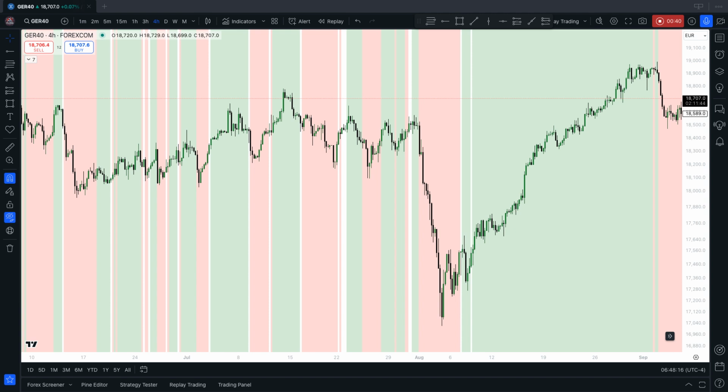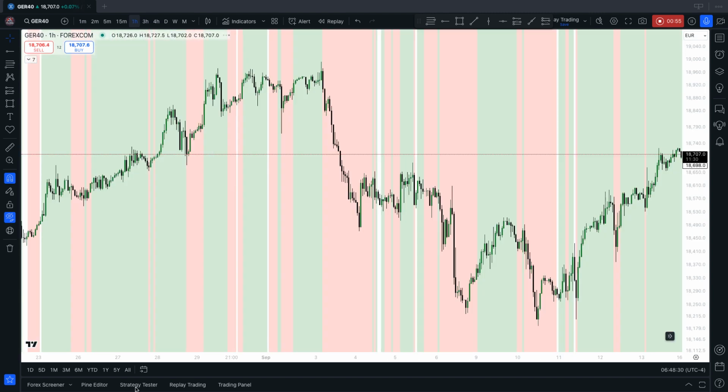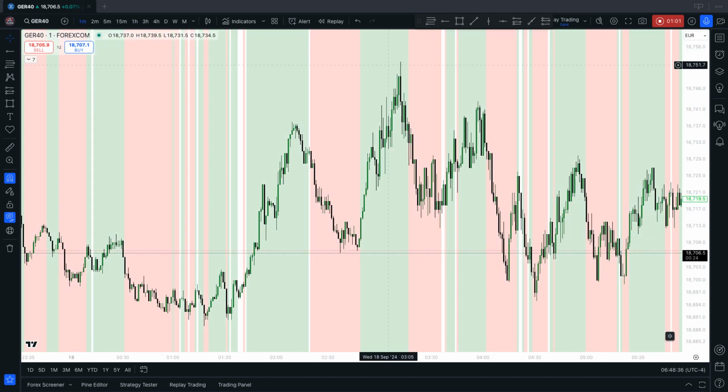This indicator is designed more as a swing-based indicator. Works particularly well on higher time frames like the daily or 4-hour chart. It's not really recommended to go below the 3-hour chart, just because it does start to get a little bit broken up. However, the one caveat being the 1-minute chart. If used for scalping, this can be an extremely profitable indicator.